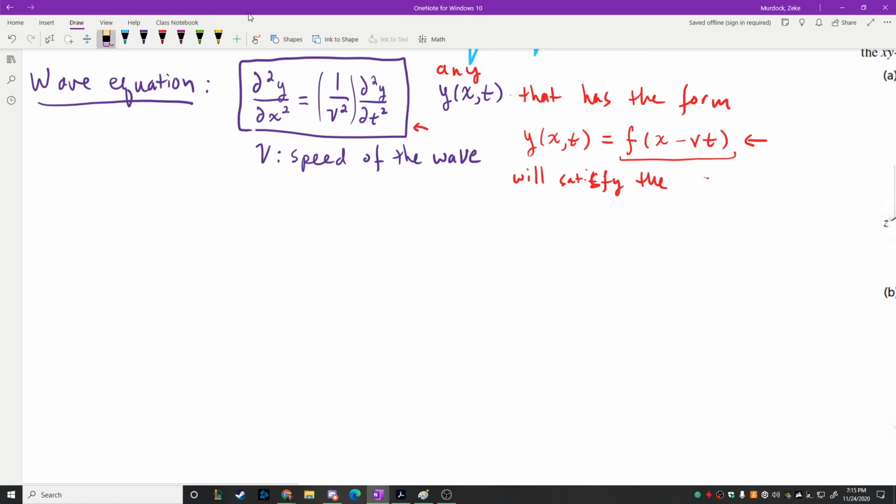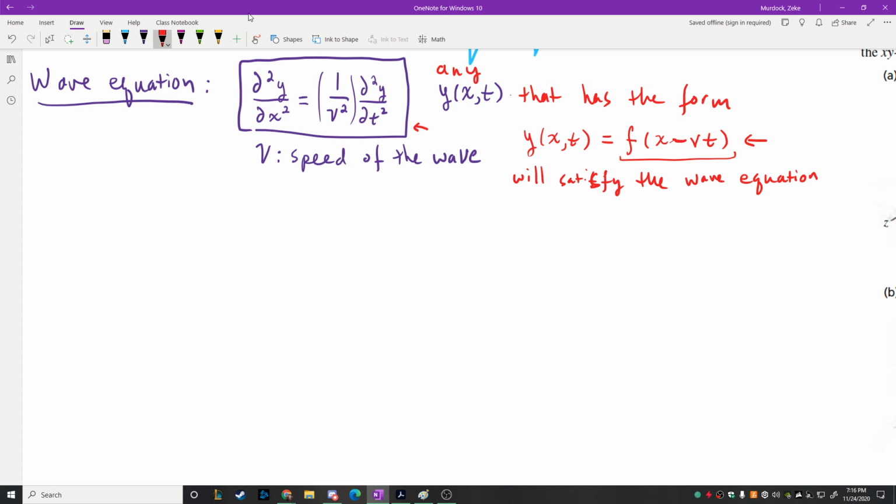I'm trying to write way too fast right now. Any function. Try for yourself. Just think of any function you can that has the form of x minus vt in there. It could be x minus vt squared. It could be the sine of x minus vt. It could be e to the negative x minus vt. Any function that has that form will automatically satisfy this equation. This is very easy to prove by just thinking about what these equations represent here.